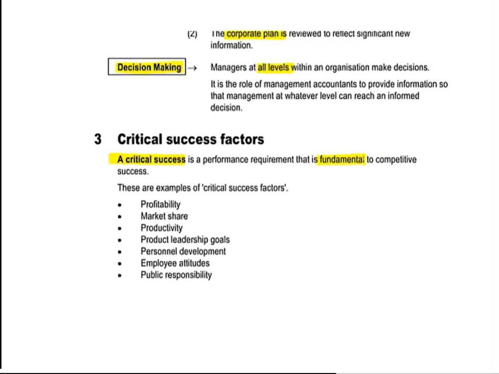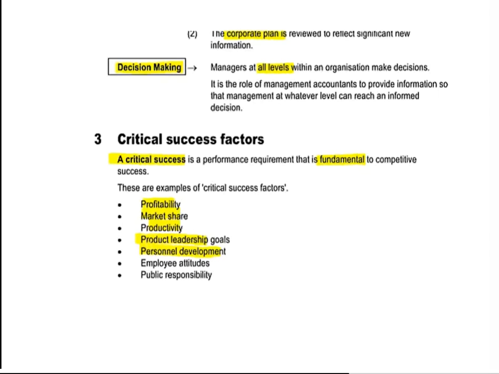So they could be to do with your usual sort of profitability and market share, but they could also be to do with productivity, to do with product leadership, so making sure your product is number one in the market. That's especially important for firms that specialise in high-tech products. To do with the development of your people as key assets, so that would be very important for an organisation where the people were the key strength.